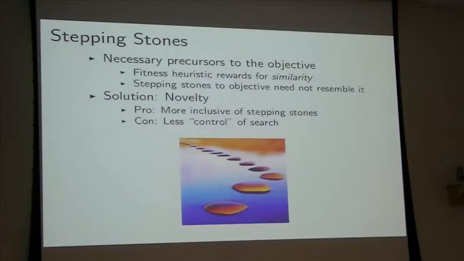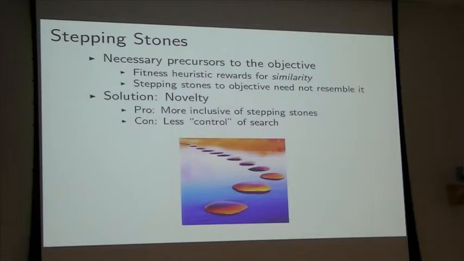One way to think about this is in terms of stepping stones. I've talked about these a little bit already, but they're the necessary precursors that you need to discover to get to where you want to go. The fitness heuristic that we use in fitness functions and evolutionary algorithms generally rewards increasing similarity to the thing you want to see. So that's one way to consider the potential stepping stones. But as we've seen, the stepping stones to this objective don't always resemble it. And so we might want a wider conception of stepping stones so we can discover more things.